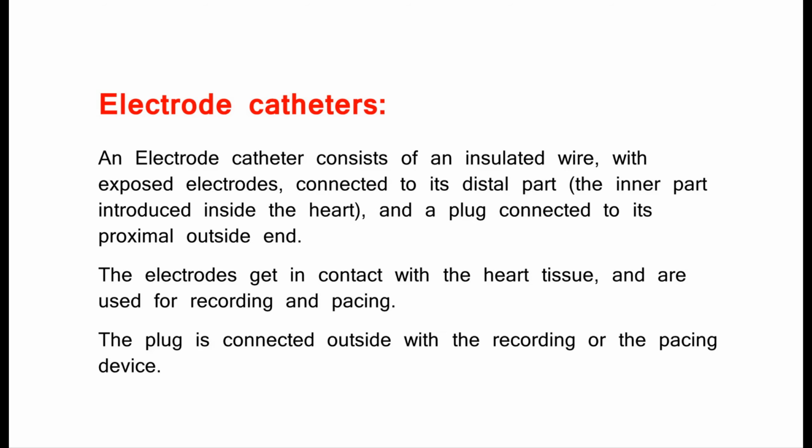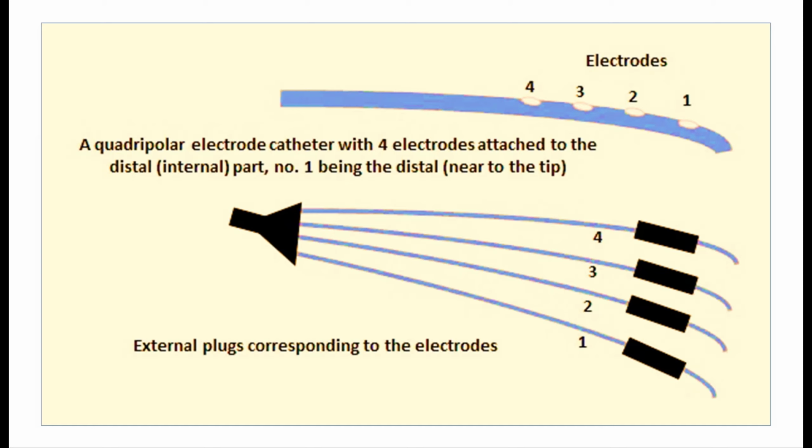Electrode catheters. An electrode catheter consists of an insulated wire, with exposed electrodes connected to its distal part, the inner part introduced inside the heart, and a plug connected to its proximal outside end. The electrodes get in contact with the heart tissue, and are used for recording and pacing. The plug is connected outside with the recording or the pacing device. This schematic shows a quadripolar electrode catheter, with 4 electrodes connected to the distal internal end. Number 1 is the nearest to the tip of the catheter. Each external plug outside is connected to the corresponding electrode order.